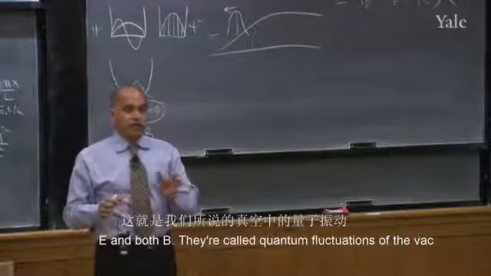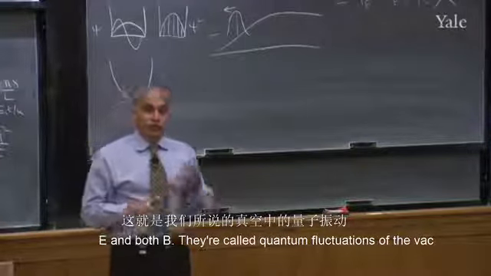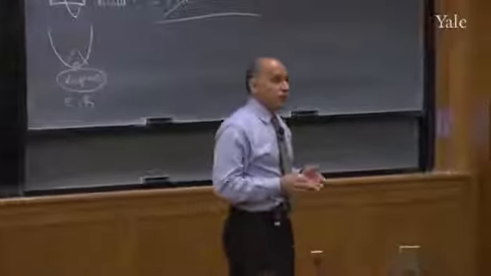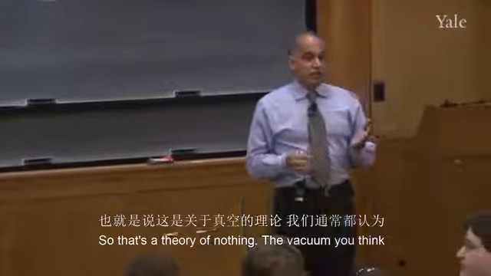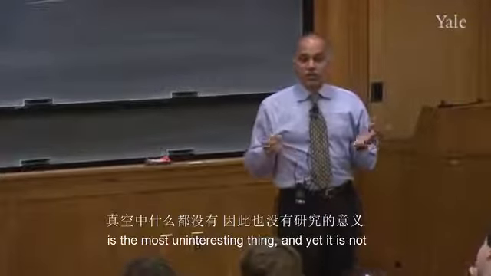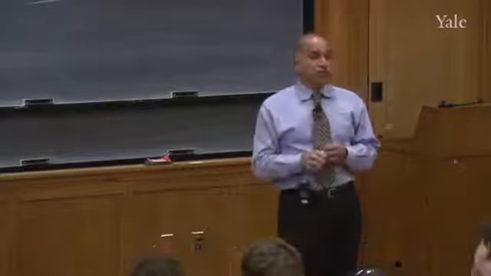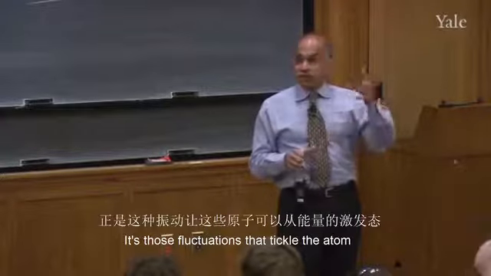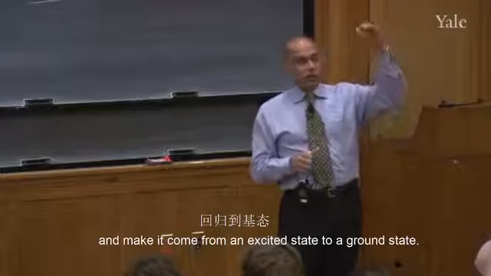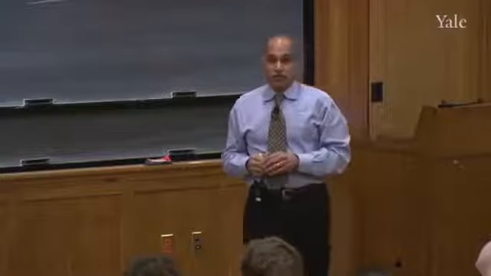So you've got to have a little spread in both E and both B. They're called quantum fluctuations of the vacuum. So that's the theory of nothing. The vacuum, you think, is the most uninteresting thing. And yet, it is not completely uninteresting because it's got these fluctuations. It's those fluctuations that tickle the atom and make it come from an excited state to a ground state.